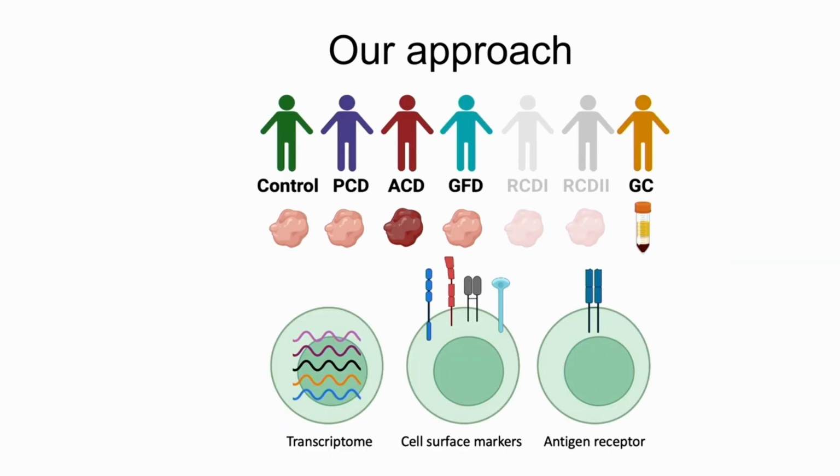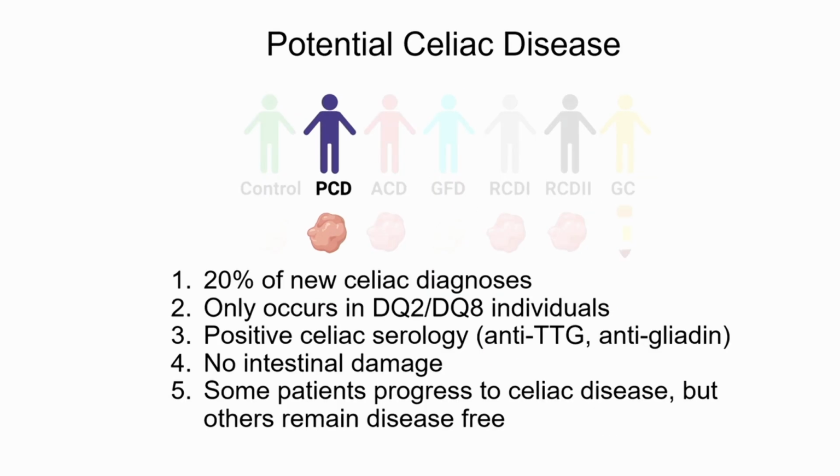Now, I'm going to talk to you about, what we've done is, I should go to this slide first. I'm going to talk to you a little bit about potential celiac disease because it is pretty interesting in our data. Potential celiac disease is another very unique aspect of celiac disease that gives us a really important tool, I think, to understand celiac disease. It occurs in about 20% of new celiac diagnoses. It is a CD4-mediated phenomenon because it only occurs in DQ2 or DQ8 individuals.